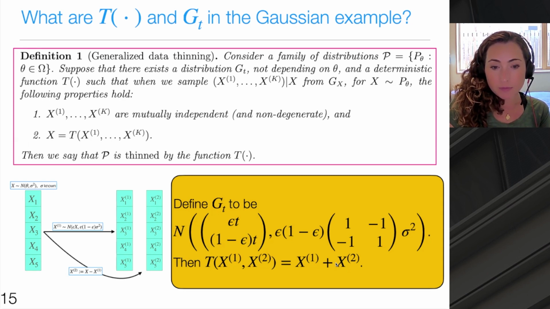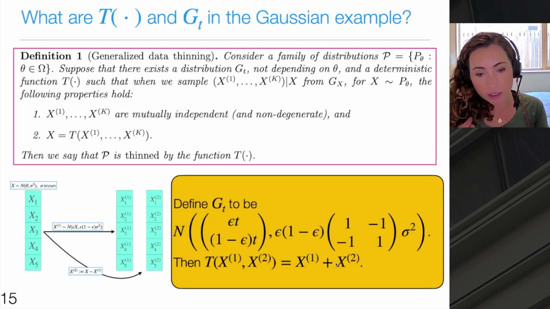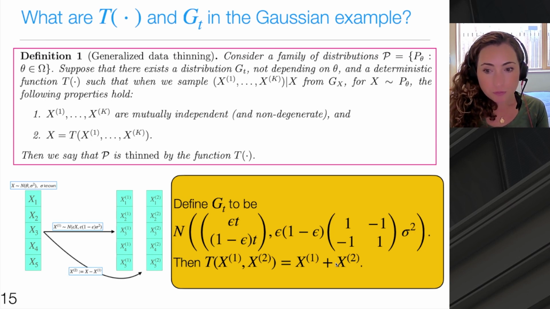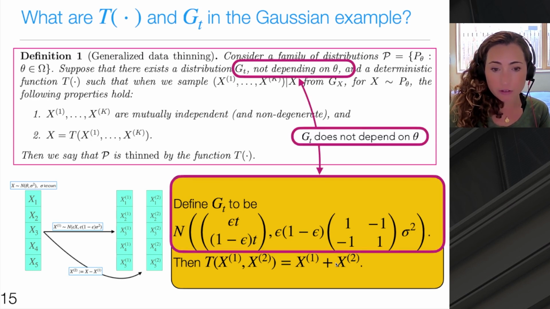given here. And again, as I mentioned, the function that we use to combine x1 and x2 into x is just addition. Okay, and we can verify that this conditional distribution doesn't depend on theta. And so we're good. We've satisfied the definition of data thinning, and we can see that we've successfully thinned a Gaussian with unknown mean using the function addition.